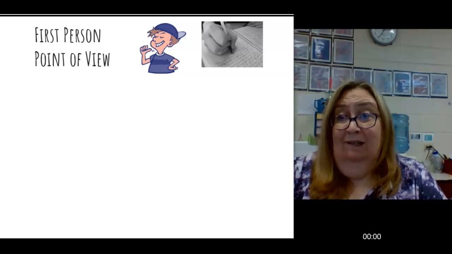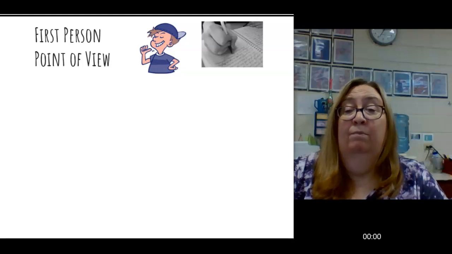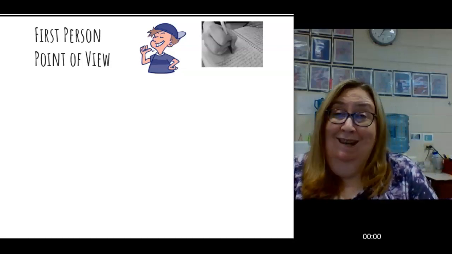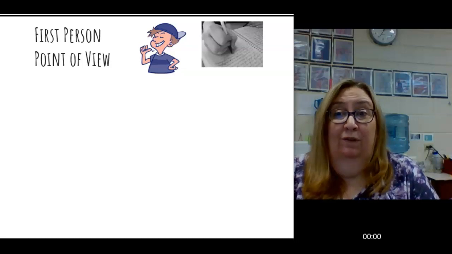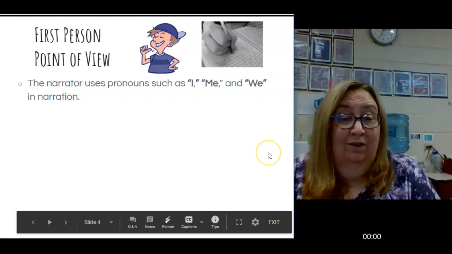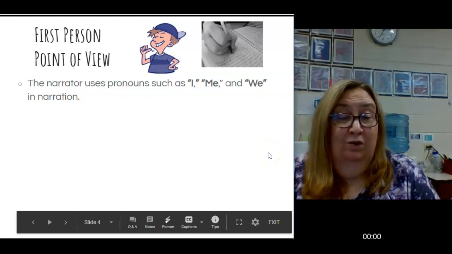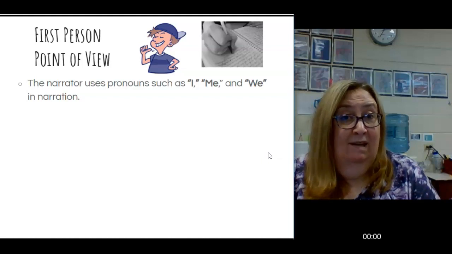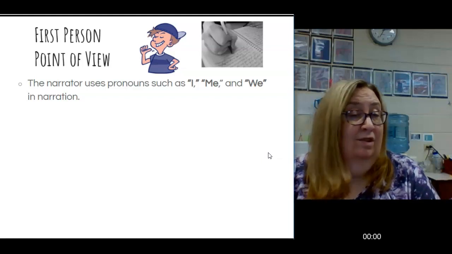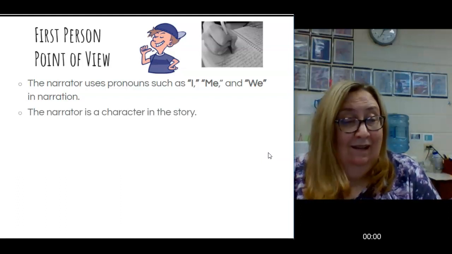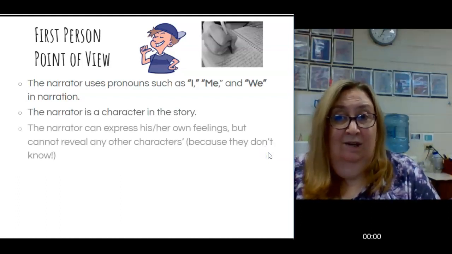In our last lesson, we began talking about different points of view that stories can be told from. We discussed first person point of view, which is when the narrator is telling a story that's happening to them. They use pronouns such as I, me, and we in the narration, not just in the dialogue. The narrator is a character involved in the story.